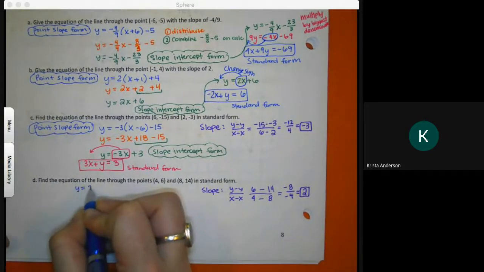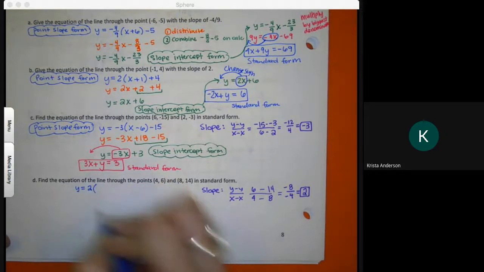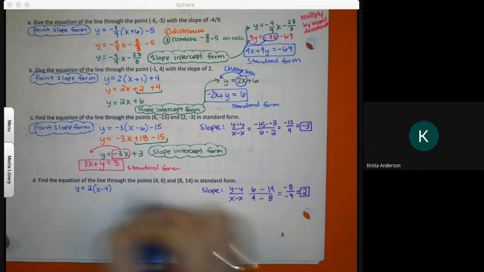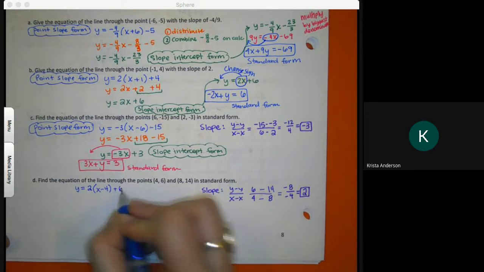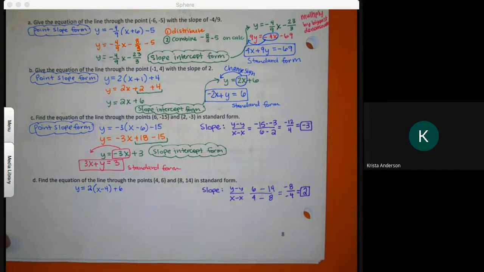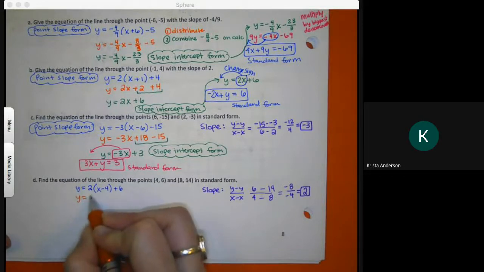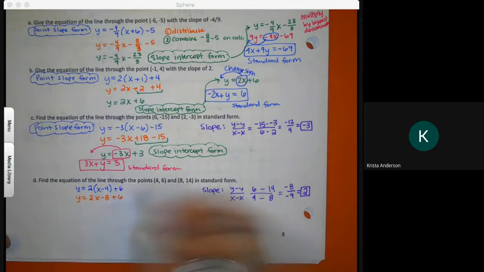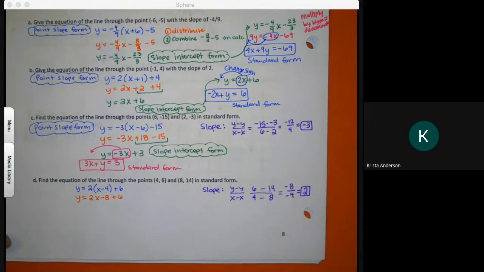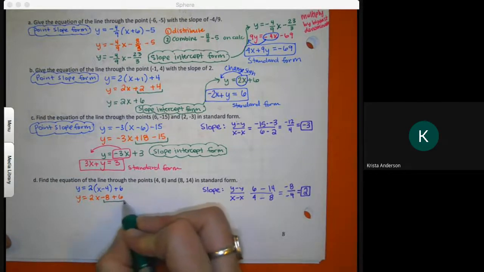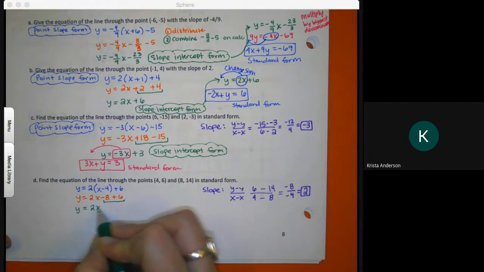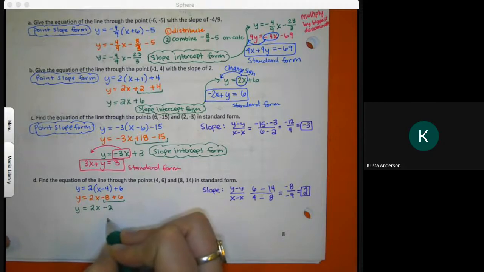Y equals 2, parenthesis, x minus 4 with a plus 6 on the end. I then distribute 2x minus 8. When I combine the minus 8 and the plus 6, that's a minus 2.